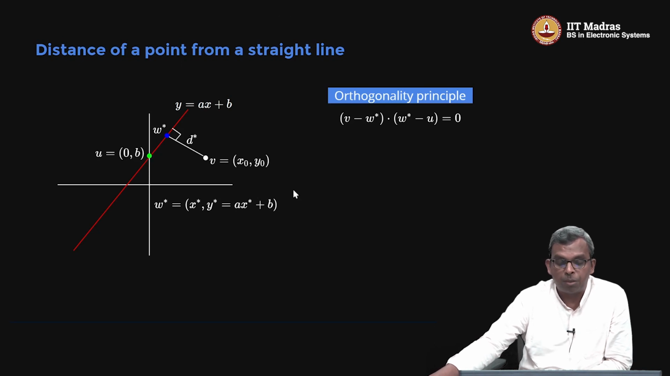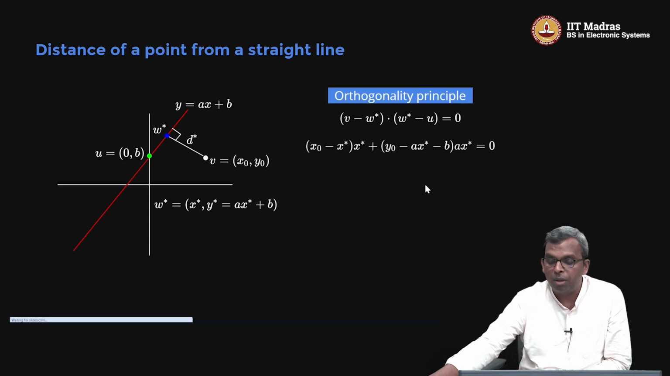Now my orthogonality principle tells me V minus W star has to be perpendicular to W star minus U. I can take any other U also. I just took 0 comma b for convenience. You can take 1 comma a plus b, you can take whatever you want, but you will get the same answer, by the way. Don't worry about it. So you have 0 comma b here, and then W star minus U. These two have to be orthogonal. Now if you simplify this, you put V equals x naught, y naught, put W star equals x star, a x star plus b, and then put U equals 0 comma b.